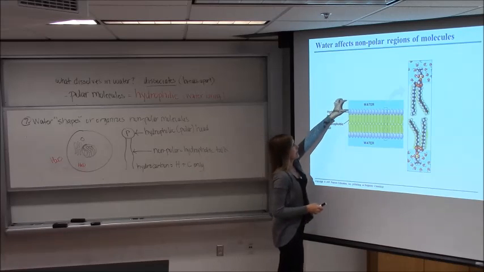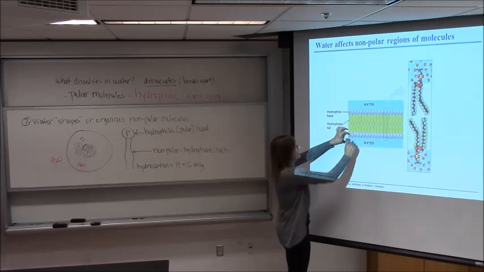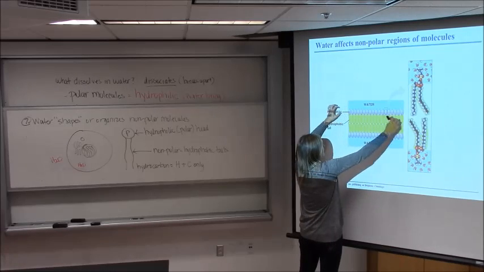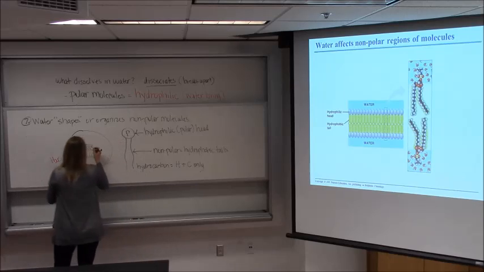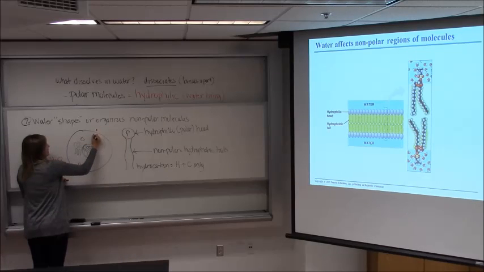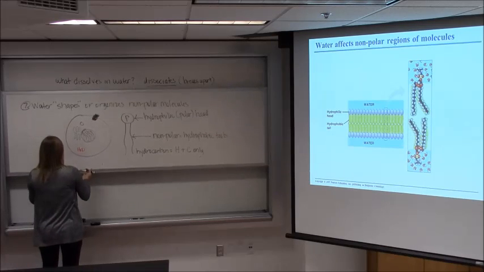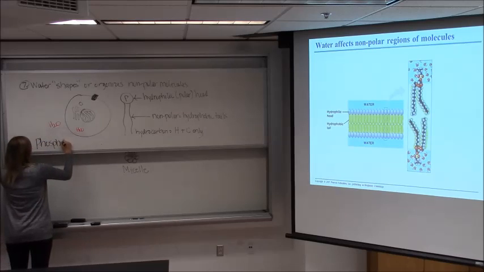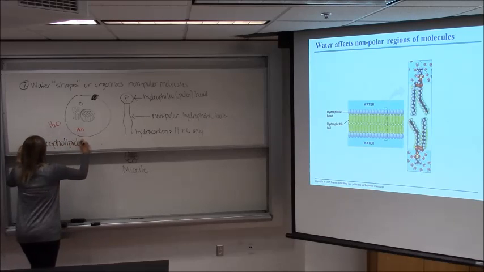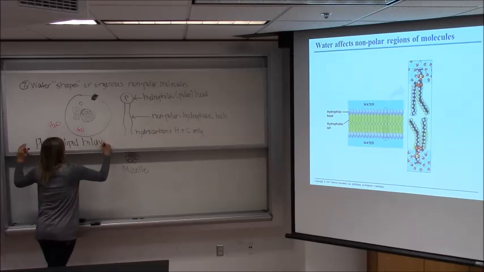So water on the outside, water on the inside. Heads, all the tails point inward. So if you imagine that along the whole surface of your cell, heads pointing toward the water, and all the little water-fearing tails pointing in. And that's called a phospholipid bilayer.